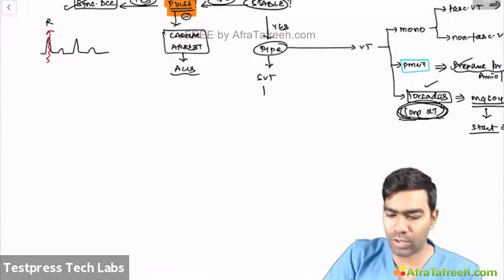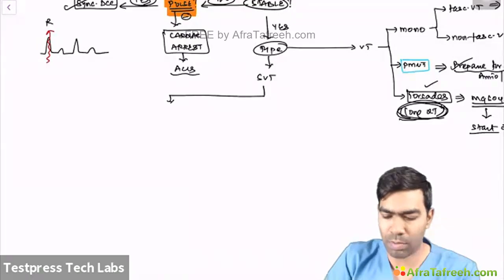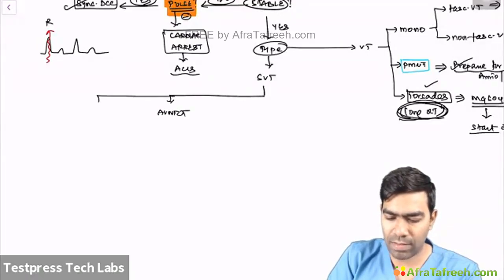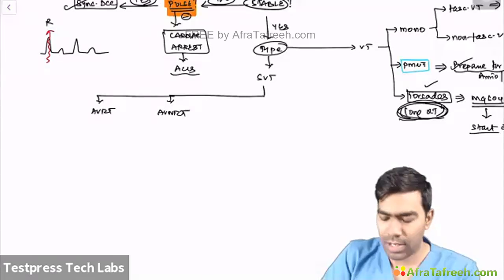So now let's go to the supraventricular tachyarrhythmias. SVT: the most important SVTs are probably AVNRT, and we have AVRT, that is, AV reciprocating tachycardias. Then we have, what else?